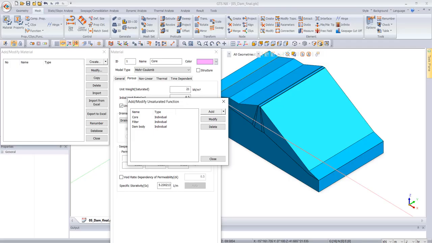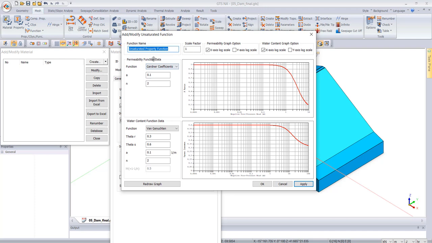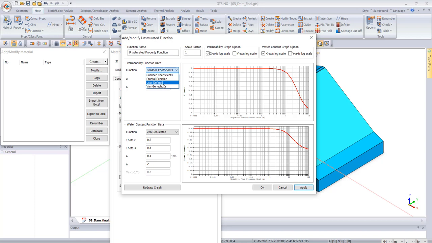So this is what defines what it means by unsaturated material, and we get them from literature, as I said, and there are equations. Like if we added one here, we can add one individual, so we can choose the name of whatever we want to call it, like let's say core, and we start to define the permeability function. We could use user-defined, like we can add our curve here, or you can add it from an equation, let's say this function.